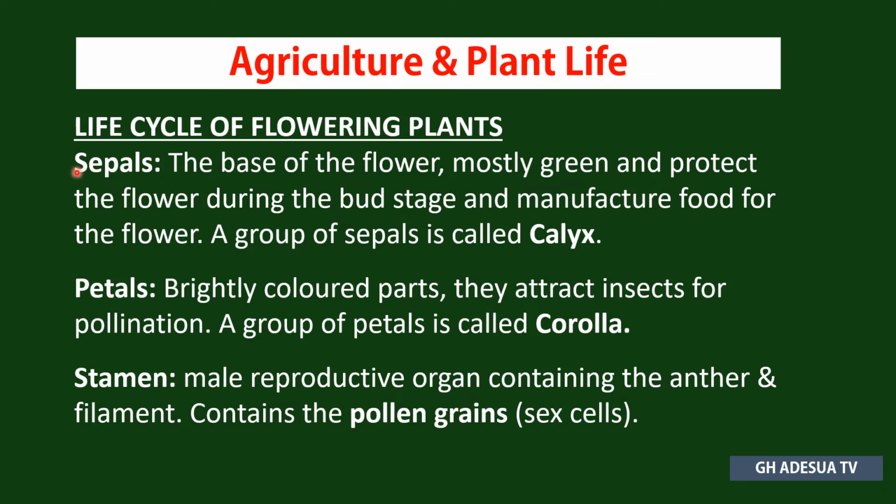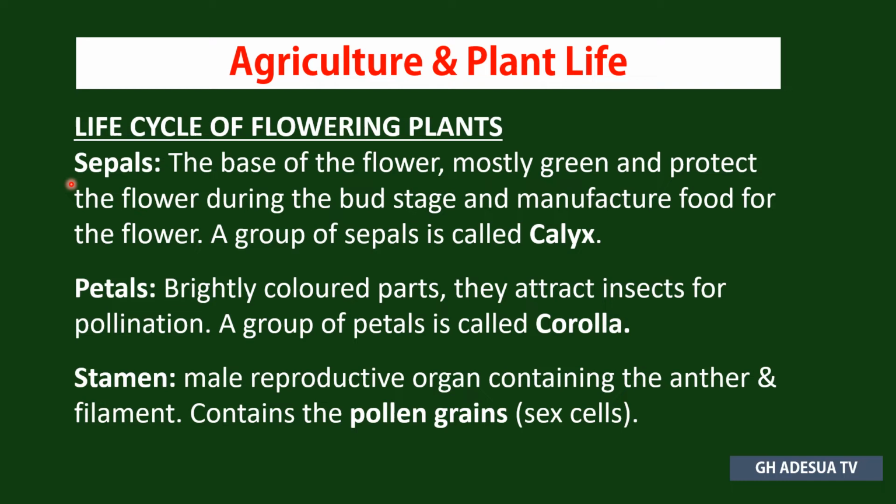So sepals: the base of the flower, mostly green, and protects the flower during the bud stage and manufactures food for the flower. A group of sepals is called the calyx. Then we come to the petals. These are the brightly colored parts. They attract insects for pollination. A group of petals is called corolla. So when a group of petals come together, it's called corolla.